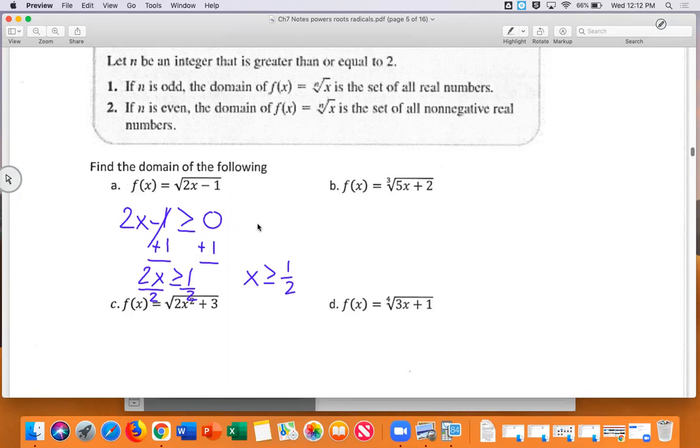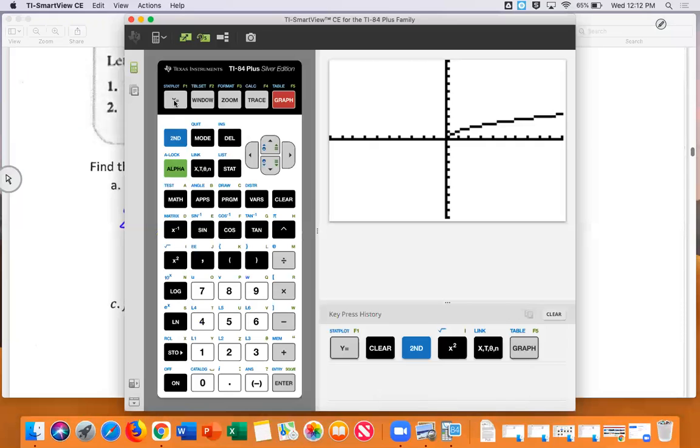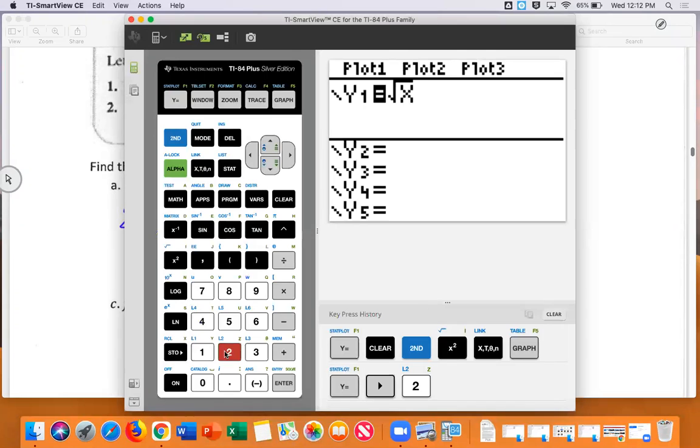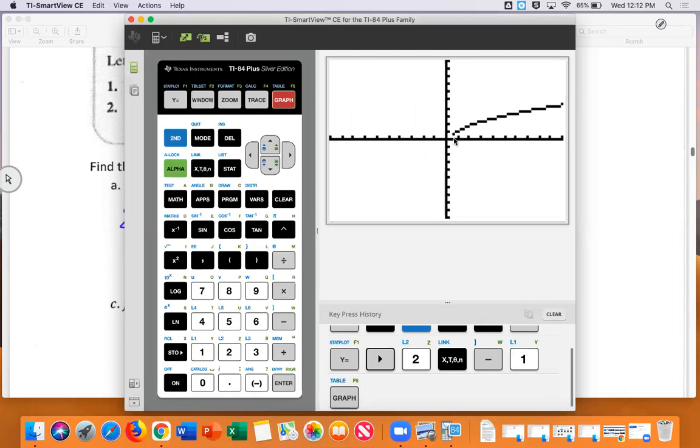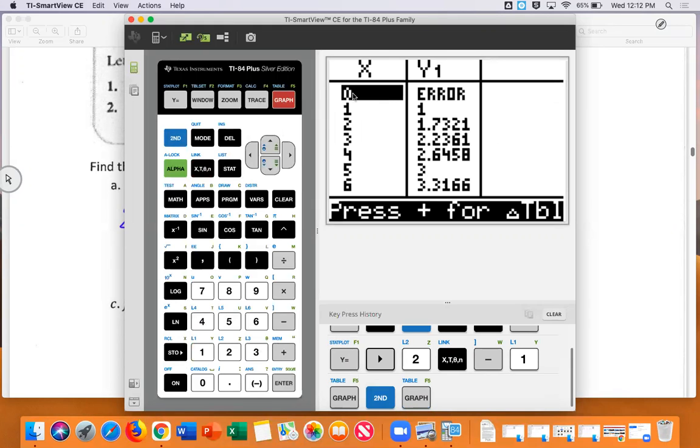I can check my work here, Lance, if I type it into my calculator: I type in the square root of 2x minus 1. All right, do you see how my graph stops right here, Lance? That's 1/2. If I go to my table, see at 0, it says error. See how 1 was defined and 0 wasn't? Why is that? Because 1/2 occurs between those two numbers. That's why it's undefined. Make sense?